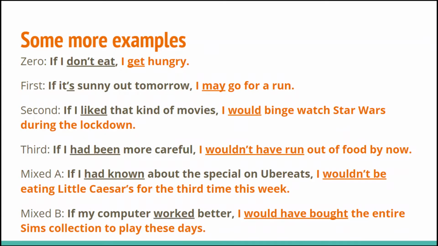A zero conditional. If I don't eat, I get hungry. Present, present. First conditional. If it's sunny out tomorrow, I may go for a run. Now, if condition A is fulfilled, the day being sunny, I may go for a run. Possible consequence, right? Second conditional. If I liked that kind of movies, which I don't, I would binge watch Star Wars during the lockdown. Now, here we have a hypothetical situation because I hypothetically don't like these kind of movies. So I'm not going to watch them. But if I liked them, I would do it. So that's a second conditional.